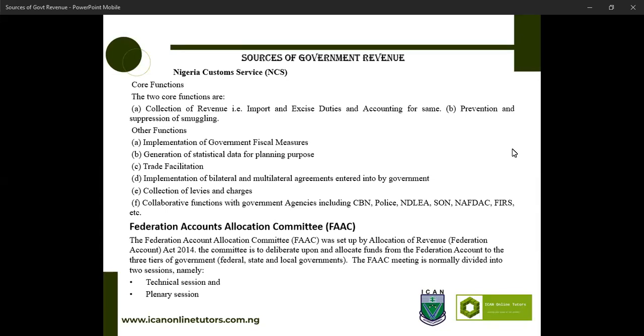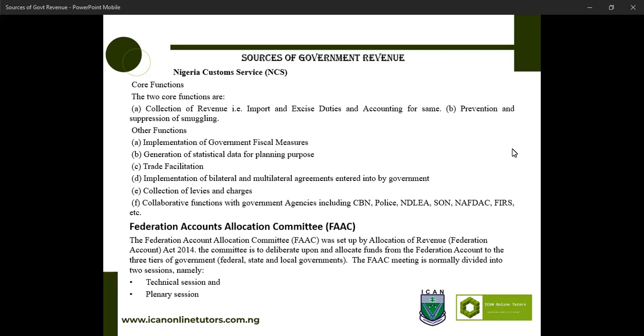FAAC. The FAAC are the body, they are part of the government officials that are responsible for the allocation of government revenue to the three tiers of the government. So they are the ones that give revenue formula on the percentage or the rate at which the general sources of government revenue from the Federation account will be distributed among the three tiers of government.